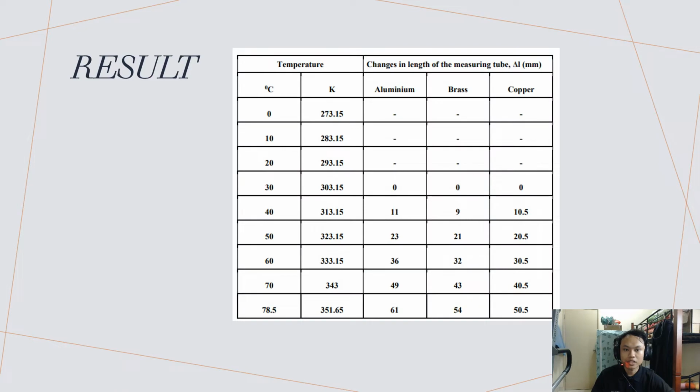This is our team's result that we gained by doing an experiment, where we recorded the values for each increment of 10 Celsius for 3 types of solid tubes, which are aluminium, brass and copper, until 80 Celsius. But in this experiment, we only achieved 78.5 Celsius. This result shows aluminium has the highest change in length for the measuring tube, followed by brass and copper.